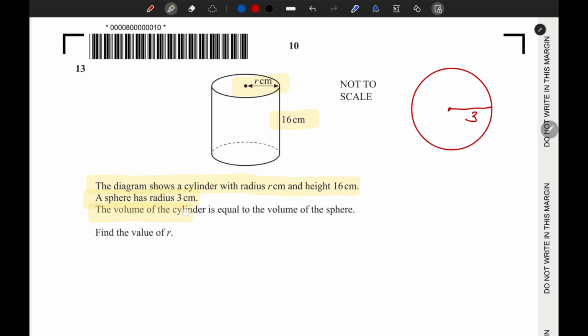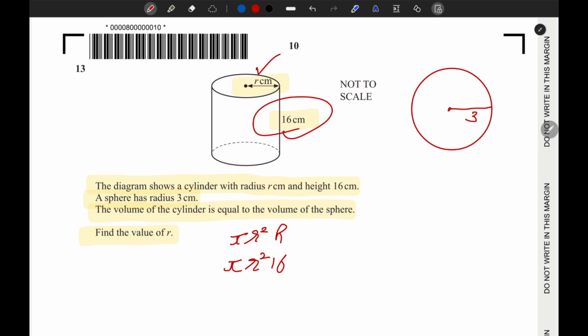The volume of cylinder is equal to the volume of the sphere. Find the value of r. Okay, so they have the same volume. Now we have to find this value, r value of r. So what's the volume of cylinder? For the cylinder, we know that it's pi r square h. So that will be pi r square, r we have to find. H is how much? 16. This is 16. And what's the volume of sphere?